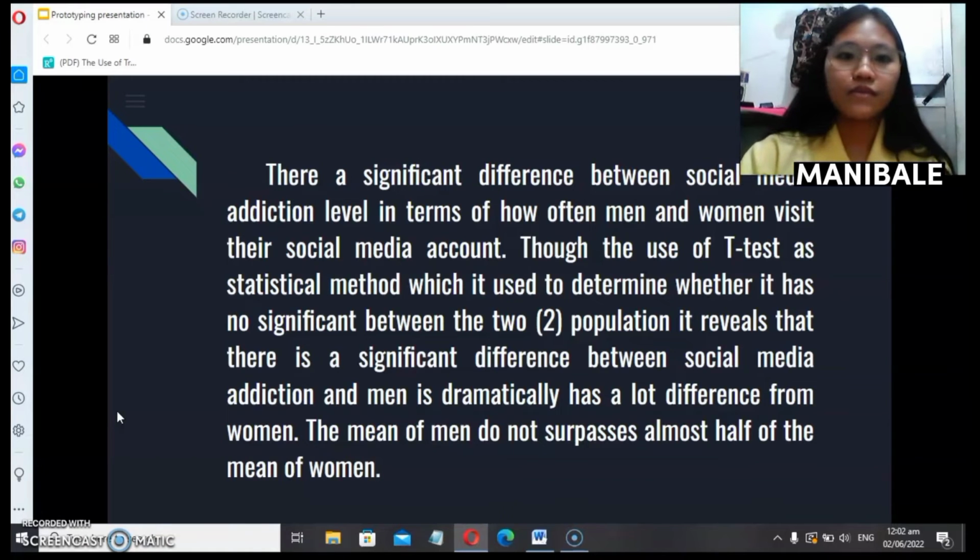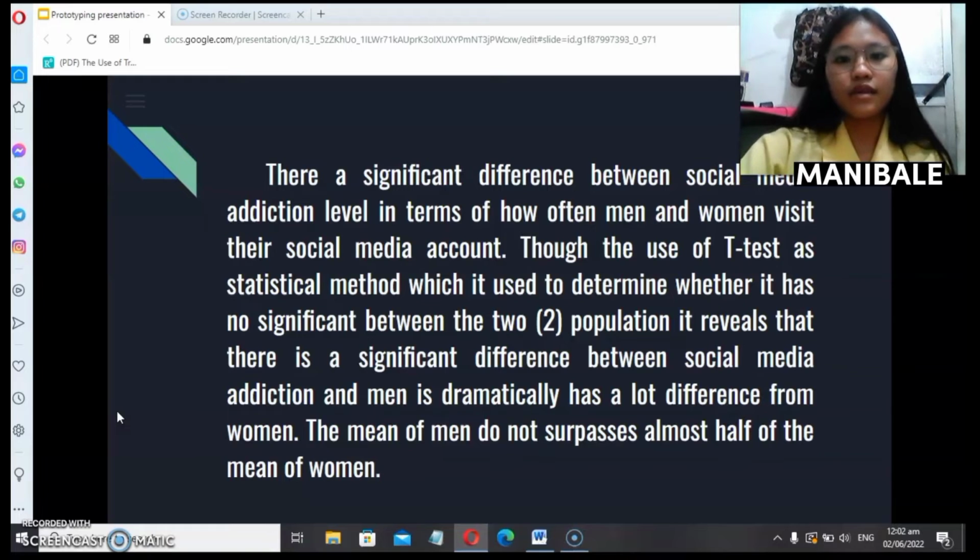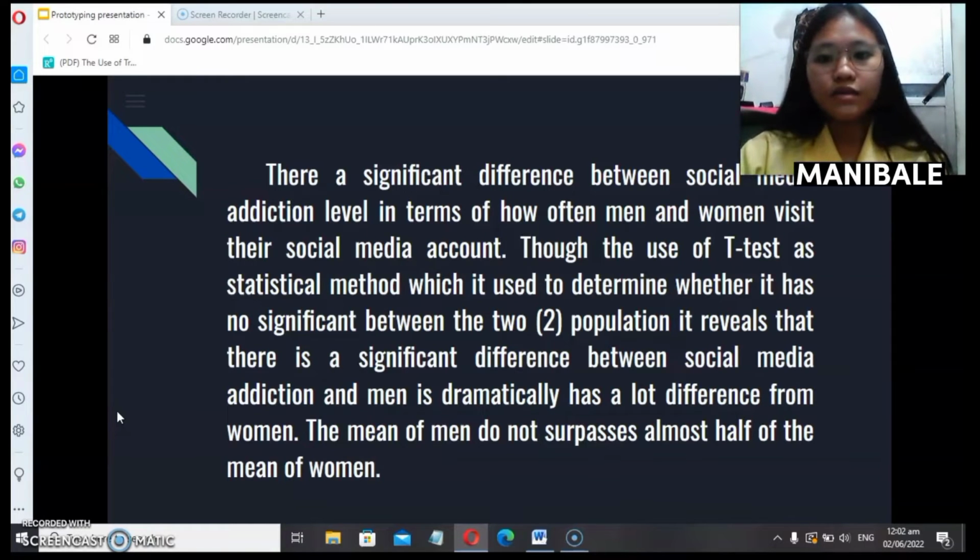There is a significant difference in social media addiction level in terms of how often men and women visit their social media accounts. Through the use of a t-test, the statistical method used to determine whether there is a significance between two populations, it reveals that men differ dramatically from women. The mean of men does not even reach half of the mean of women.